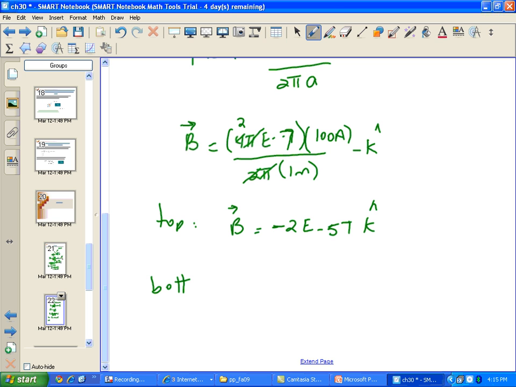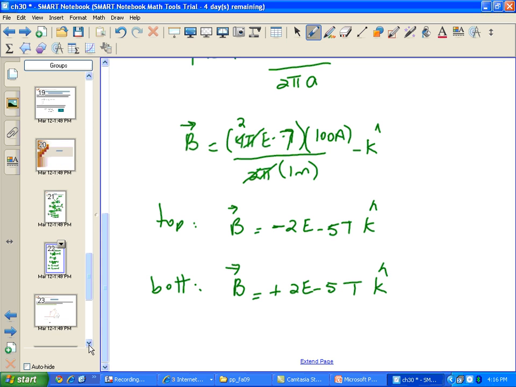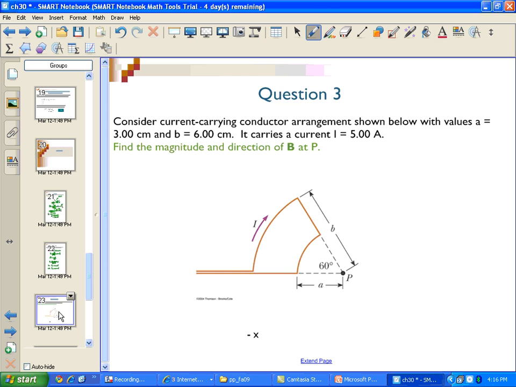At the bottom, the magnitude is the same because we're still considering 1 meter below, but this time our k hat is positive, so plus 2 e to the minus 5 Tesla in the k hat direction. Next question.